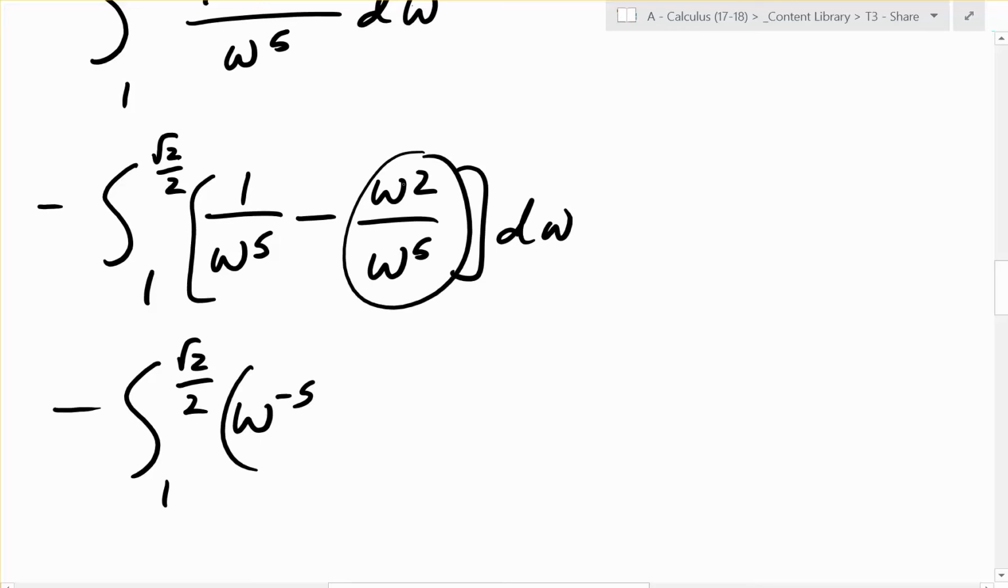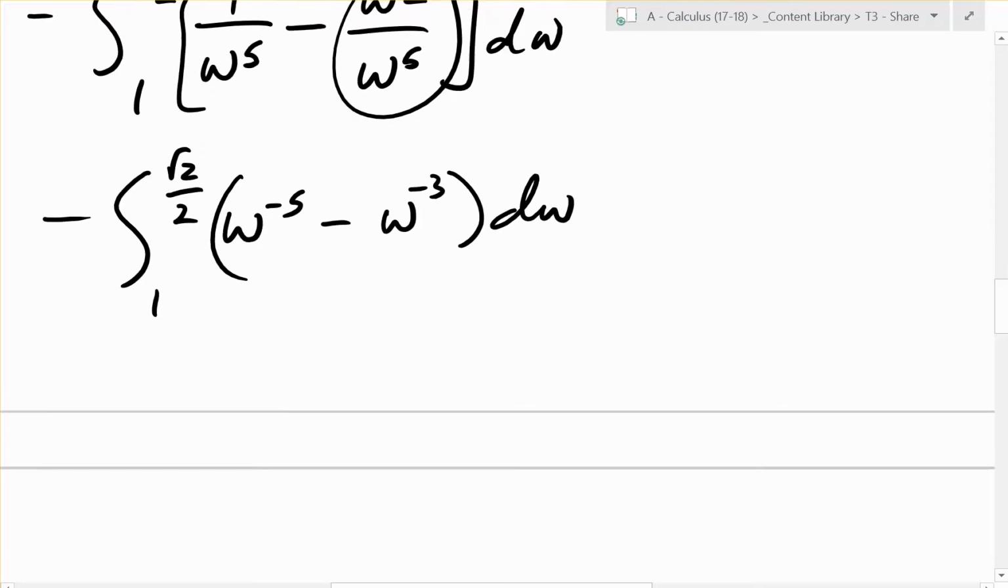Well, that's the integral of 1 over w to the third minus w to the negative 3 dw. And now those are two things you can just integrate. What are they going to integrate to? Well, I want to get rid of this negative first. I'm going to multiply it in. So if I multiply this in, what does it become?